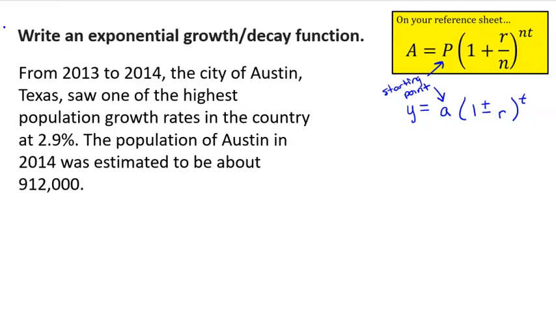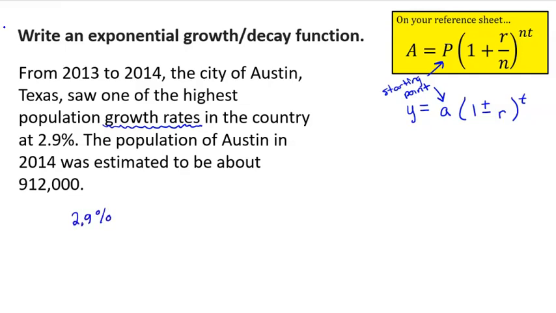With this one, it says from 2013 to 2014, the city of Austin, Texas saw one of the highest population growth rates in the country at 2.9%. That's going to be our rate. And it says growth rate, so we know that that's going to be a positive rate of 2.9%.